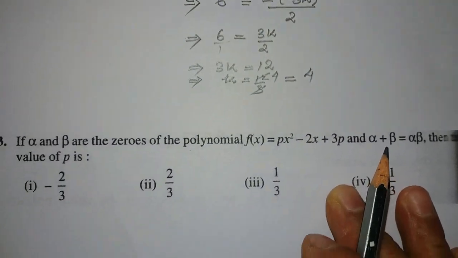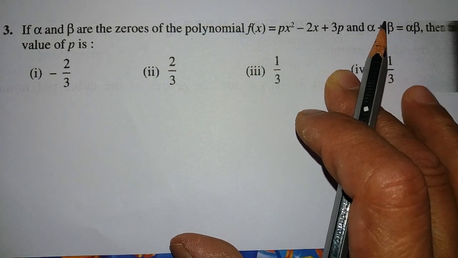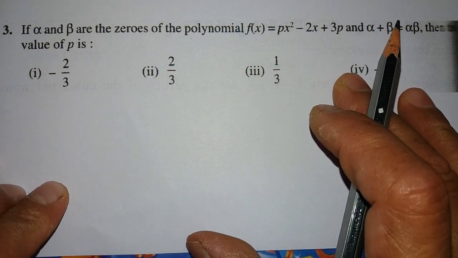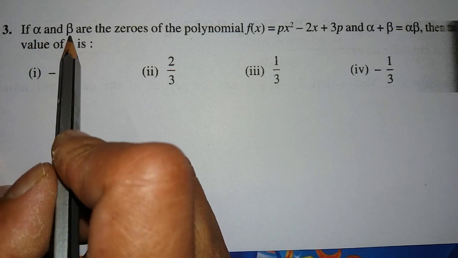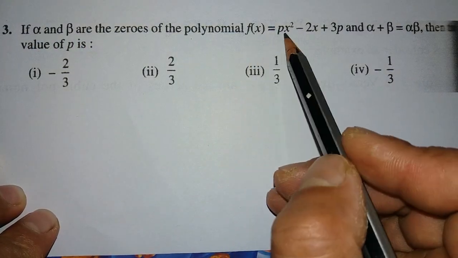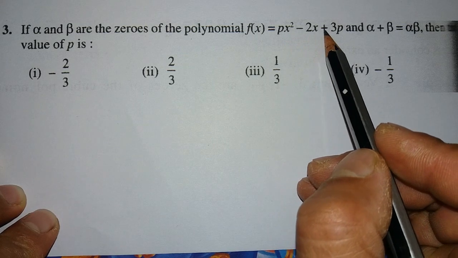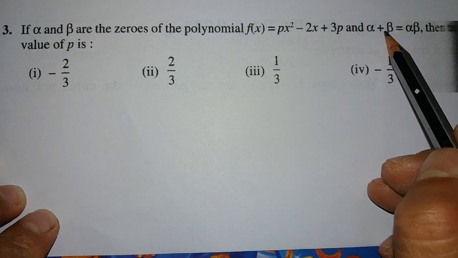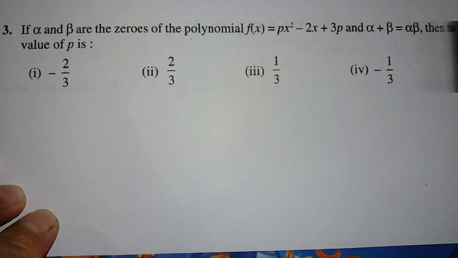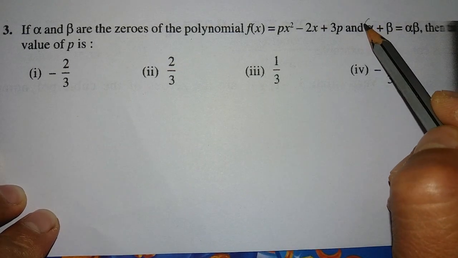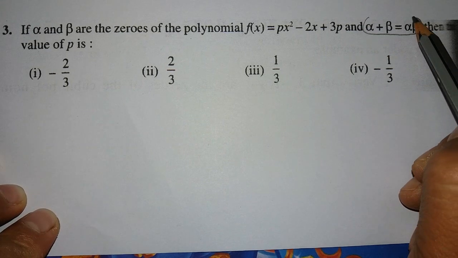Now we're moving on to the next question. Here it says, if alpha and beta are the zeros of the polynomial f(x) = px² − 2x + 3p, and alpha + beta = alpha × beta, then the value of p is... Okay, now look at this given condition.